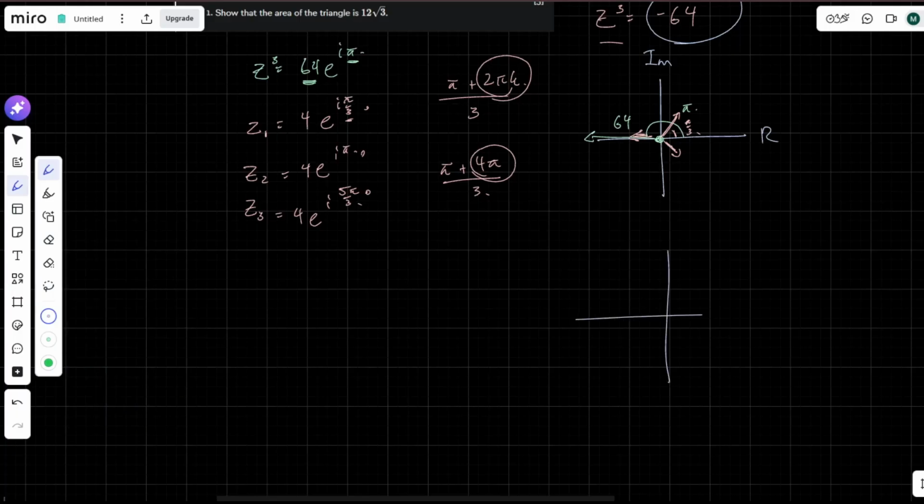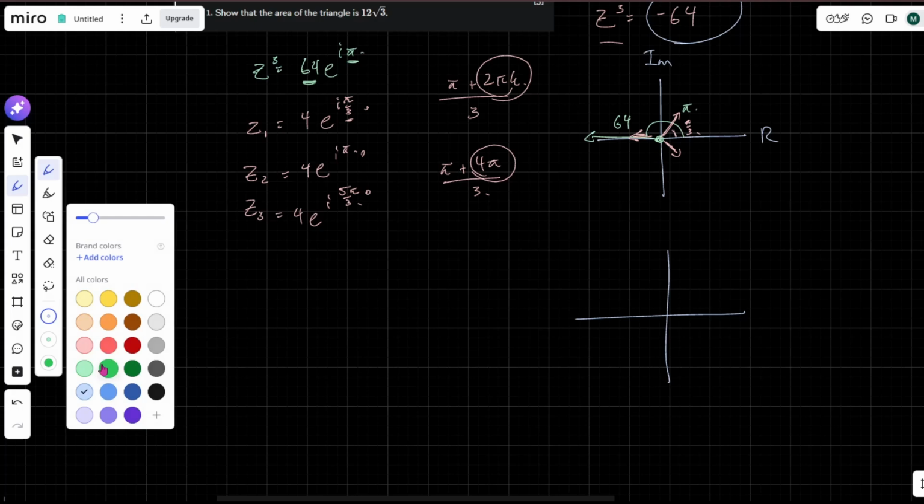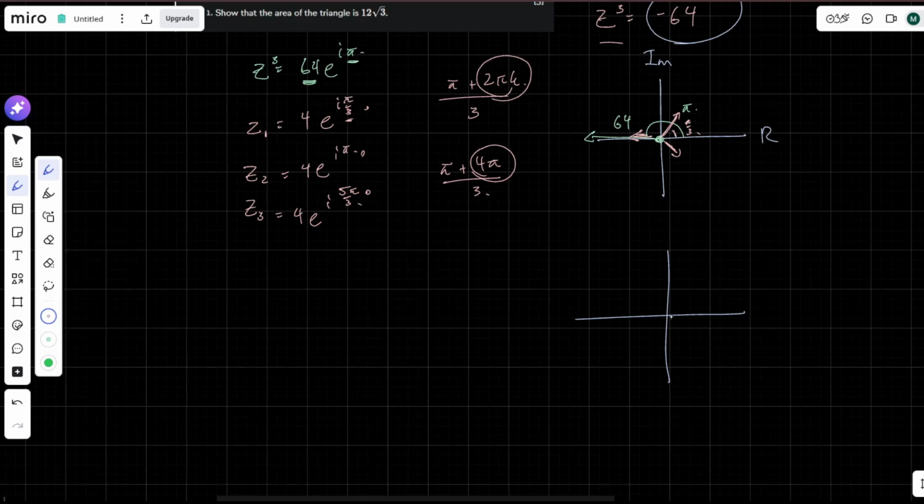So, Argand diagram again. I'm going to make this a bit bigger, and we're going to be able to see our three values, right? So this is going to be a length of 4. This is pi over 3. We're also going to have one that's here, and one that's here, and this would be pi over 3 as well, but it's going to be minus pi over 3 because we're coming down clockwise.